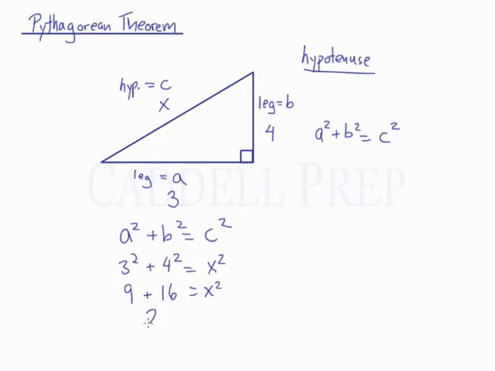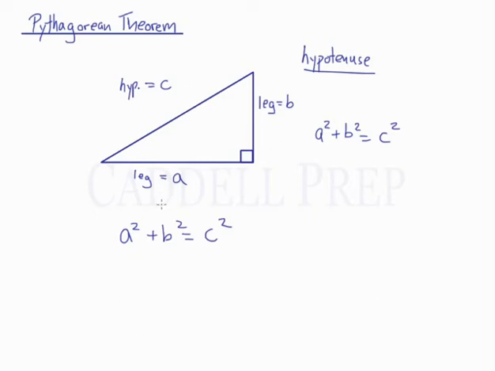9 plus 16 is 25. So 25 equals x squared. And to solve for x, we have to get rid of the squared. So we do the inverse, which is the square root. And we get that 5 equals x. So the hypotenuse is 5. In this example, we had two legs, and we were able to find the hypotenuse by using Pythagorean Theorem.